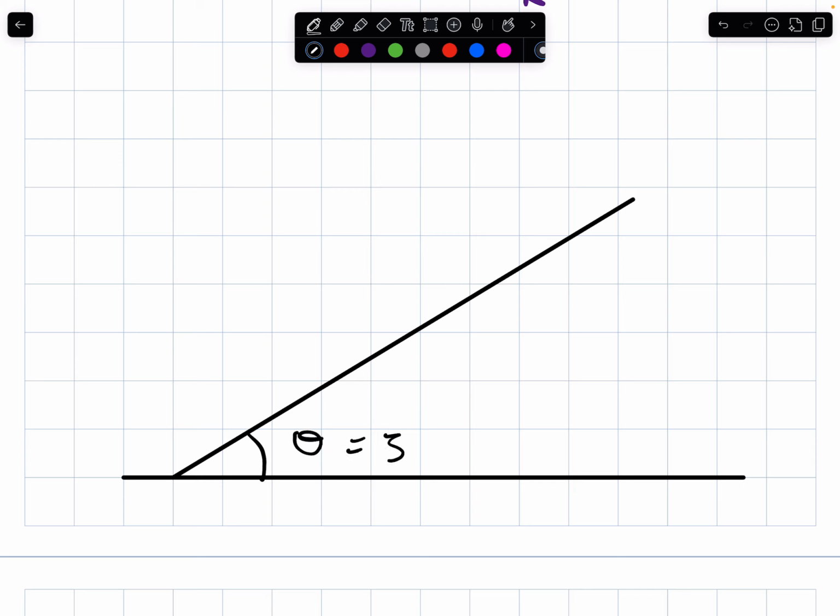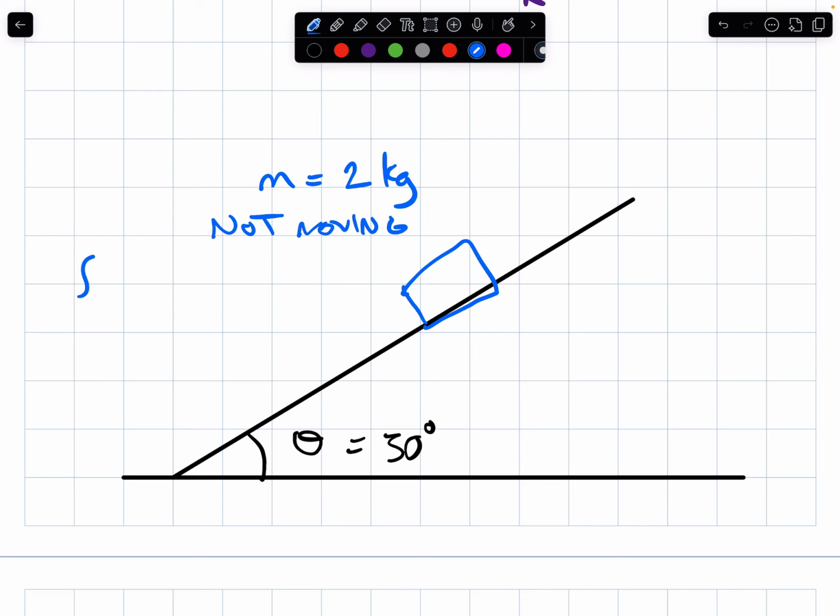Let's say the angle here is 30 degrees. And there's a box sitting on here. And let's say that box has a mass of 2 kilograms. And the box is not moving. It's not slipping down this ramp. And so what keeps it from slipping? It's friction between the box and the ramp. So we want to find out how large is that frictional force, and which way does it point?